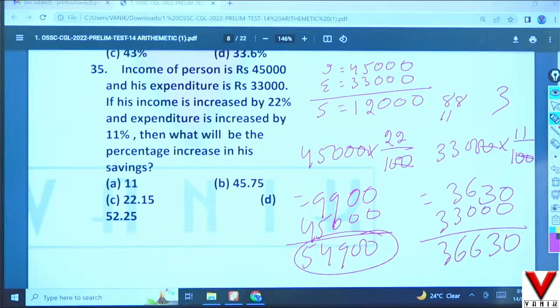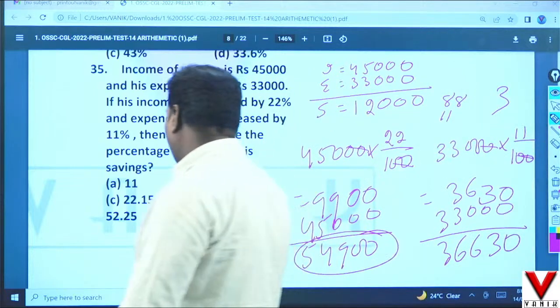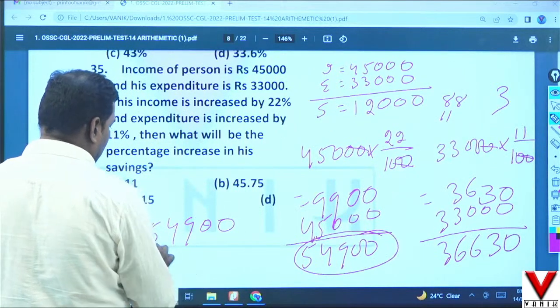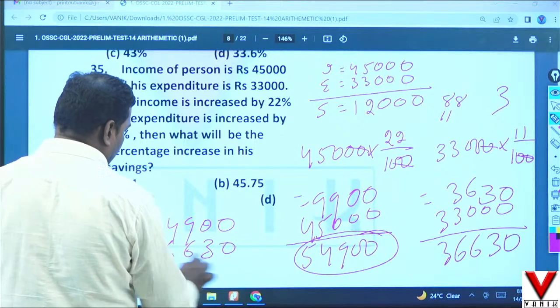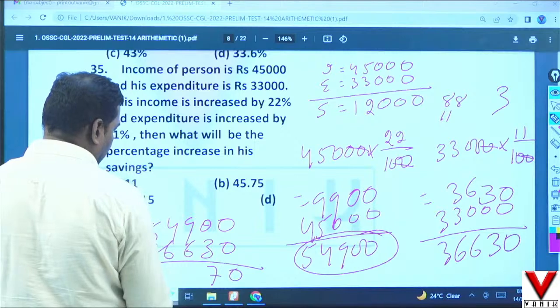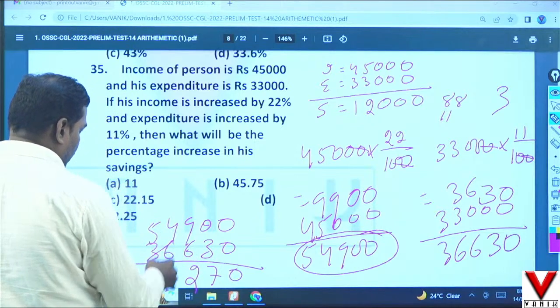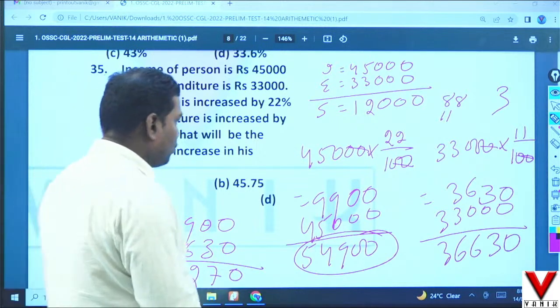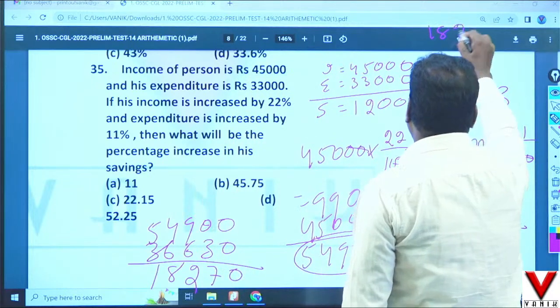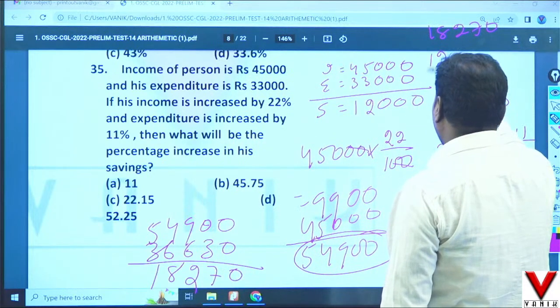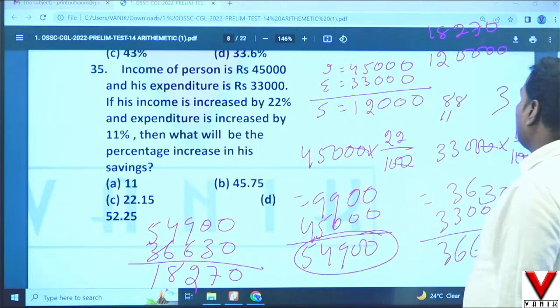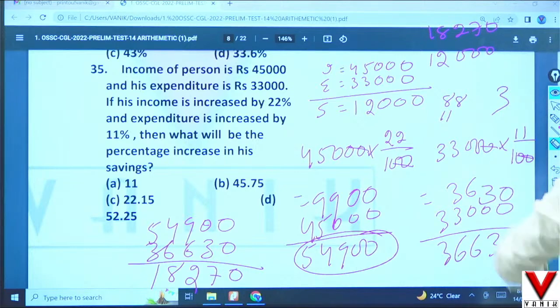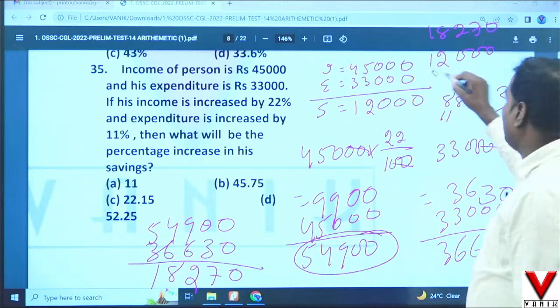Then savings is the difference: 54,900 minus 36,630 is 18,270. Before, savings was 12,000. The present savings is 18,270, the earlier savings was 12,000, so the difference is 6,270.